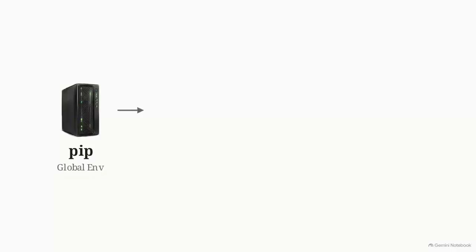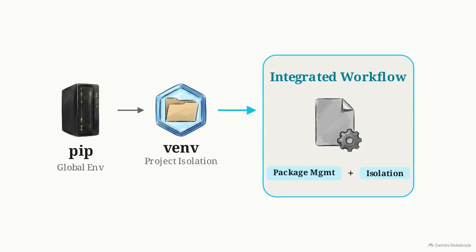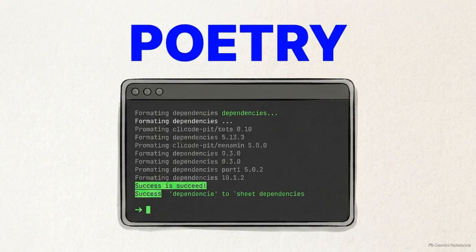While venv handles the core task of isolation, new tools are making this process even more efficient. In our next session, we will look at Poetry, which automates these steps into a single workflow.